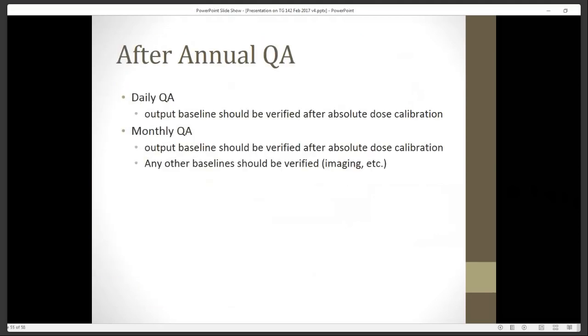All right, the other thing to note is that after the annual QA, especially right after absolute dose calibration, any output baselines, for example for your monthly, should be at least verified after you've done that, especially for daily and monthly outputs. And then any other baselines, especially if there have been any changes made during the annual QA, just to verify those baselines.